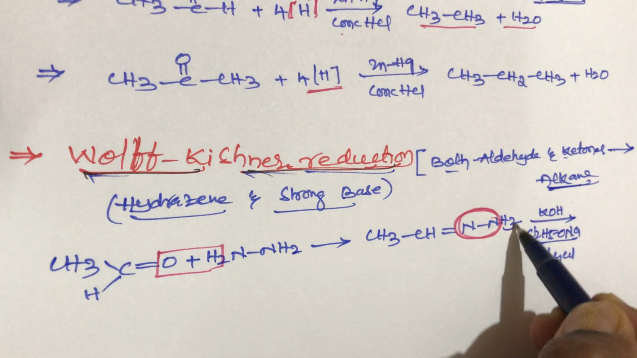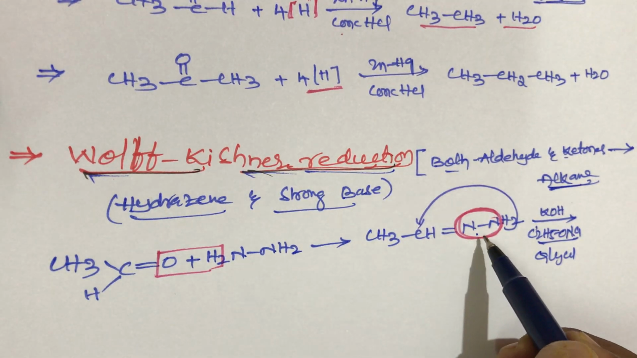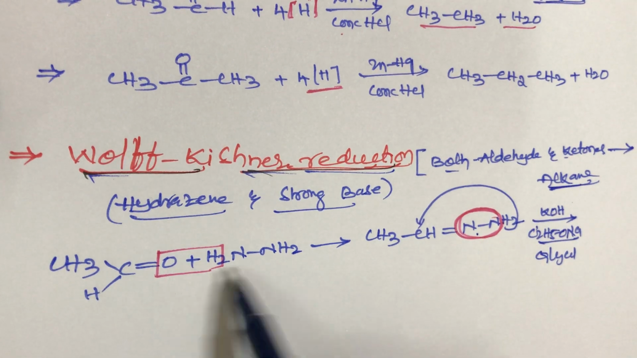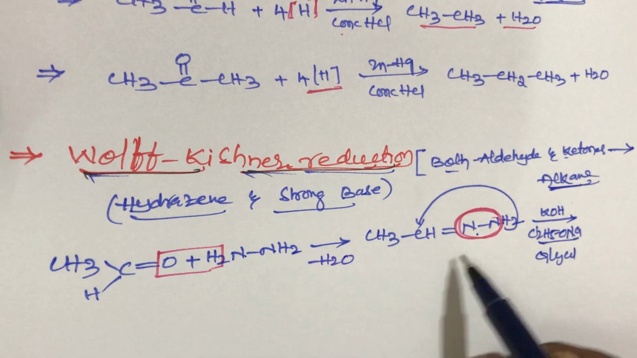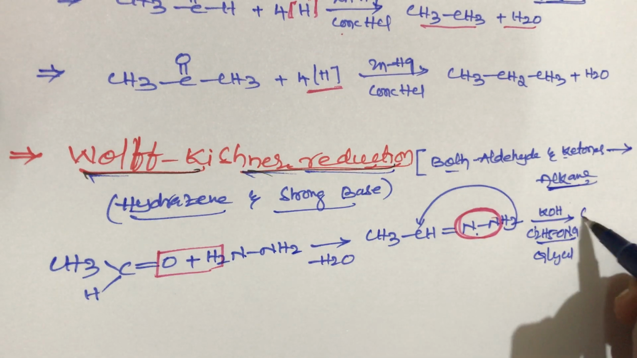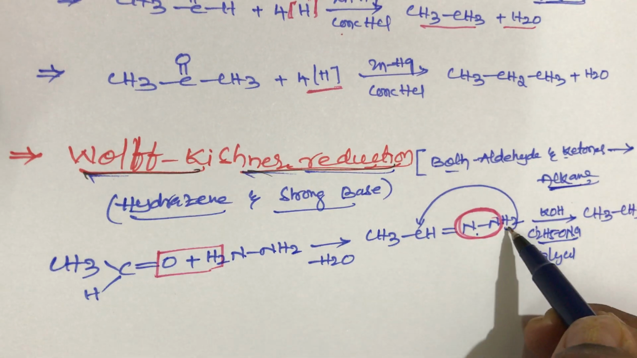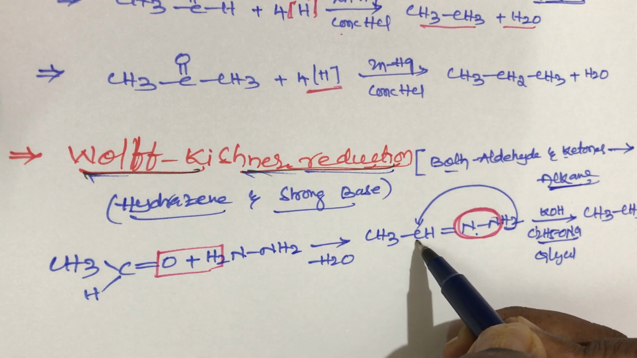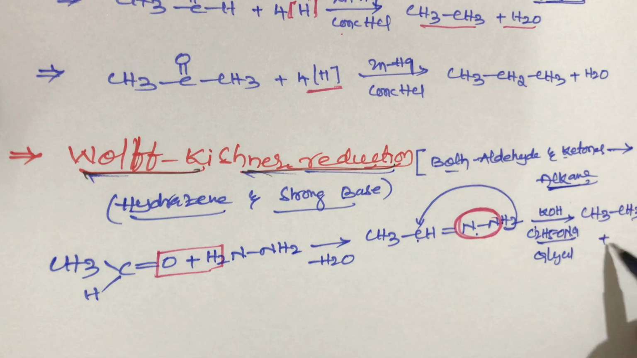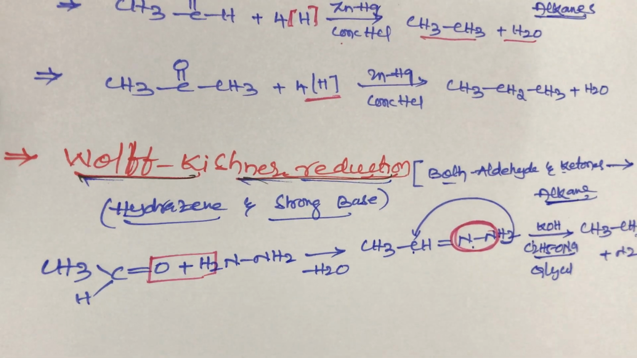These 2 hydrogens will combine with this carbon. Here the 2 nitrogens will be eliminated in this reaction. In the first step, water is eliminated, minus H2O, and in the second step the 2 nitrogens are eliminated. We get ethane as the product, CH3 single bond CH3. These 2 hydrogens combine with this carbon, giving CH3 plus N2. This is the simple trick for Wolff-Kishner reduction.